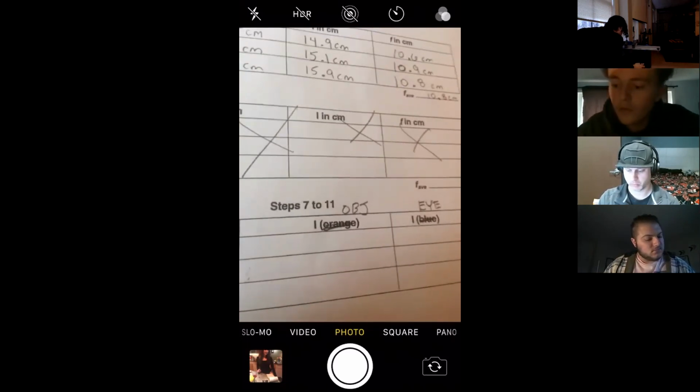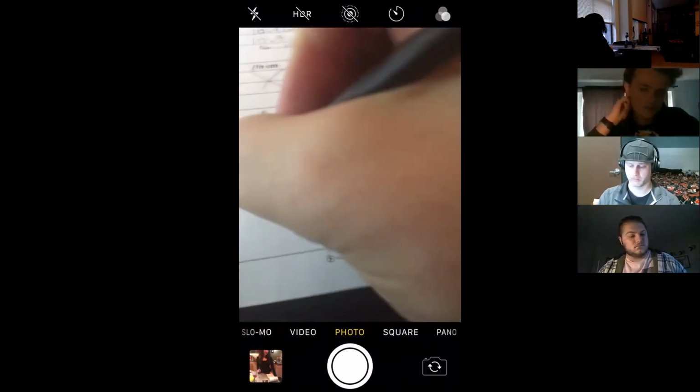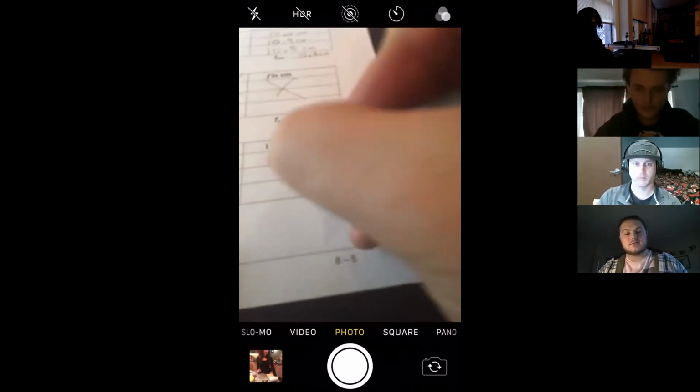Wait, what were the numbers? 62.5. Is that the, hold on. Guys, that was the bloody eyepiece. I'm sorry, I meant to swap them out. That's the eyepiece, that's fine. You got 11.1? Yeah, that's what I got. Fine.